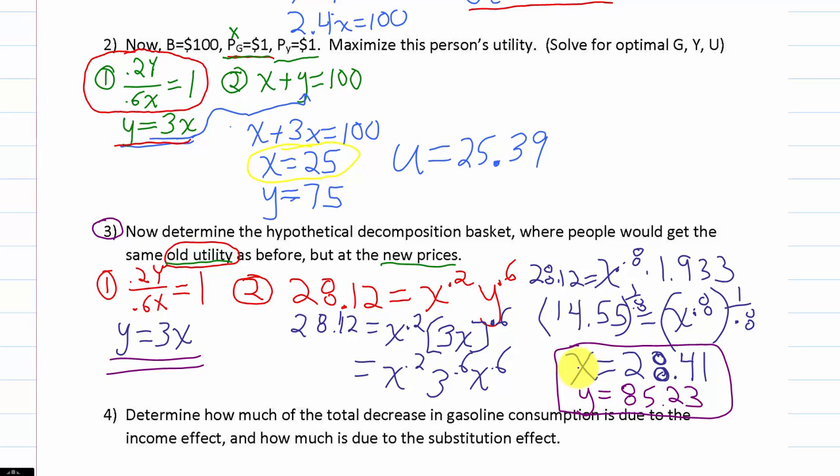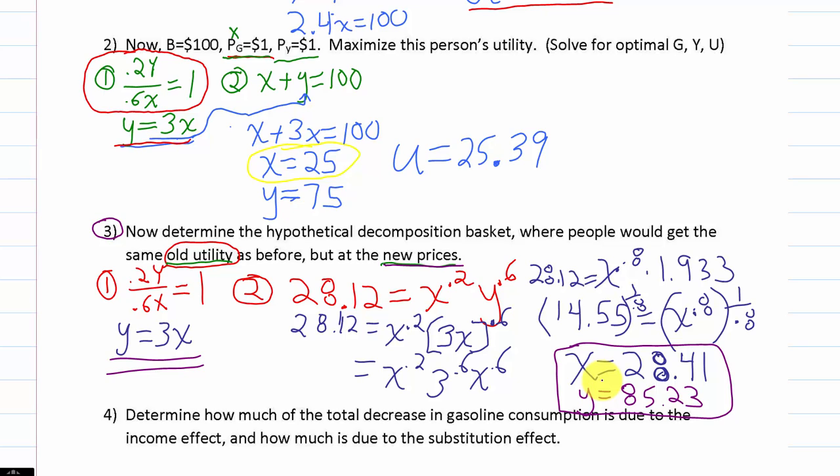What combinations of x and y would be the cheapest way at these new prices to get this person back to their original level of happiness? So, if we want to know what the cheapest way is, it makes sense that you want to calculate how much that's going to cost. And this is really easy in this problem because the new prices are $1 for the price of gas and $1 for the price of all other goods. Well, the budget equation is just $1 times x plus $1 times y. How much is that going to be?